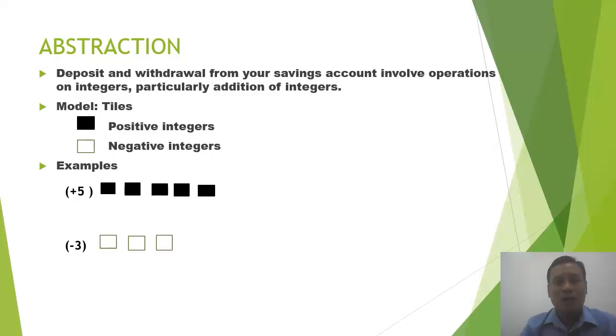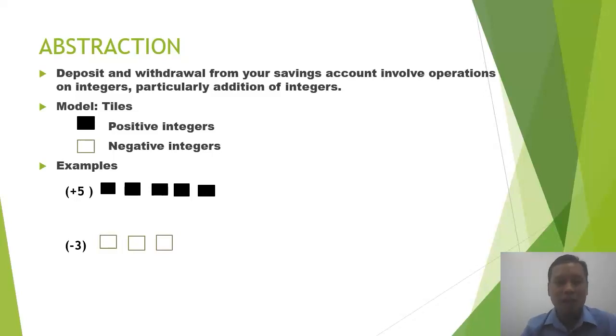Now, one model that we will be using is the tiles. We will be drawing tiles for positive integers, shaded tiles or black tiles. For negative integers, white tile or unshaded tile. Examples. We represent positive 5 by drawing 5 tiles, 1, 2, 3, 4, and 5. And we blacken each tile to represent positive integers.